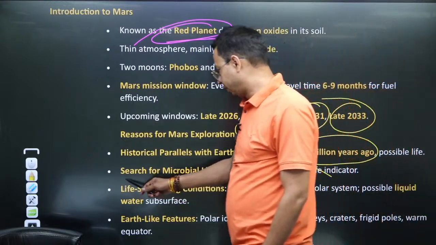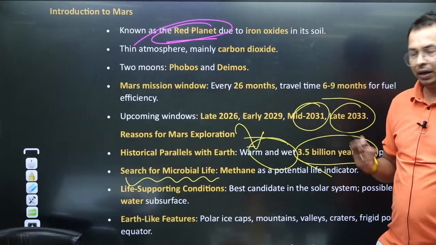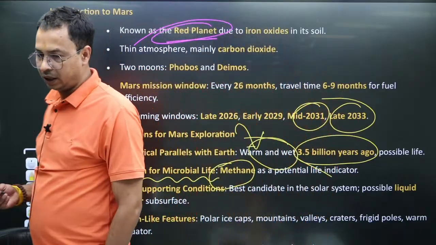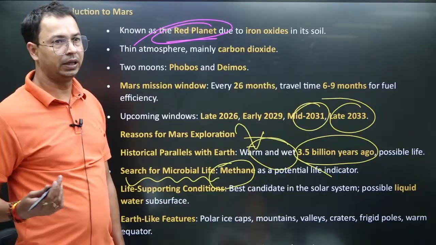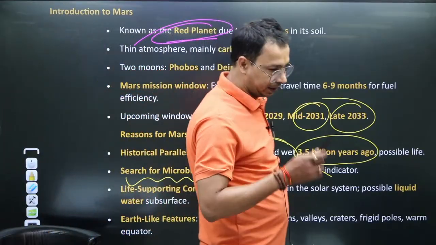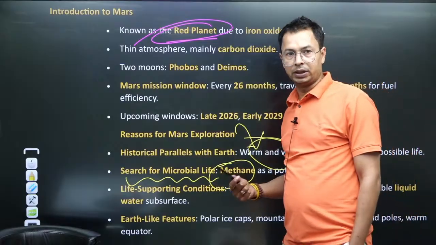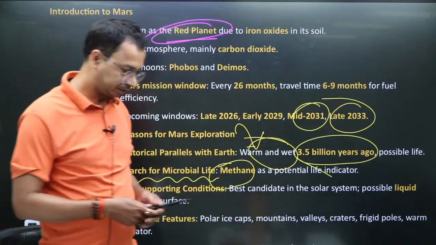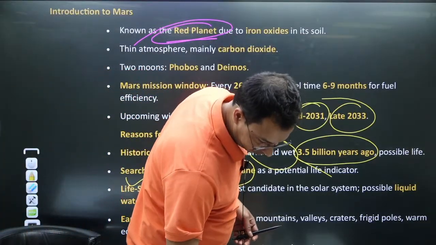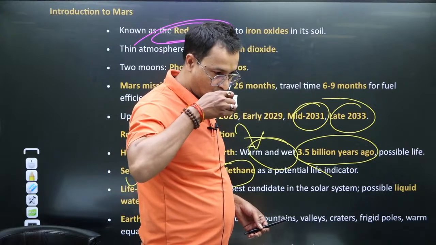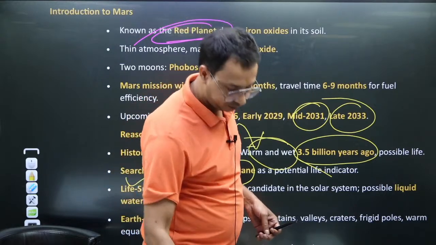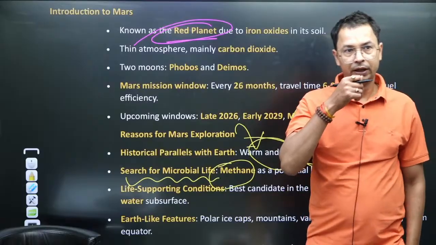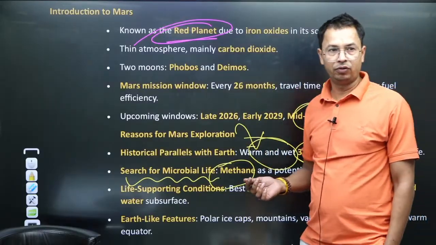So that is why here we will search for microbial life, and you know that when microbes do microbial activity without oxygen, there will be a release of methane, and yes, methane is also known as a precursor of life. So what is believed is that methane can be the precursor of life on Mars.